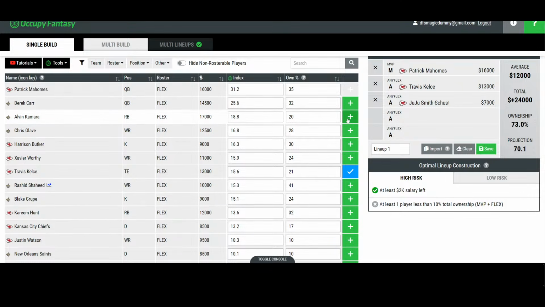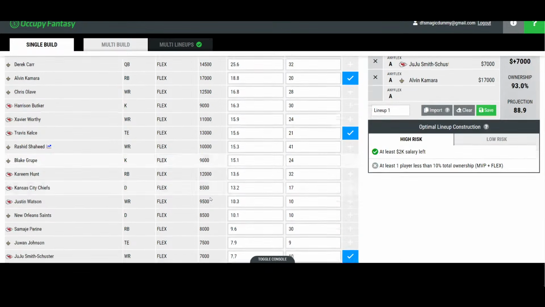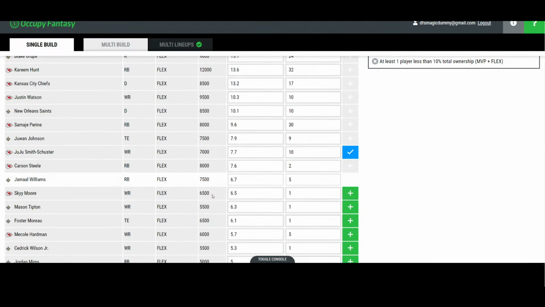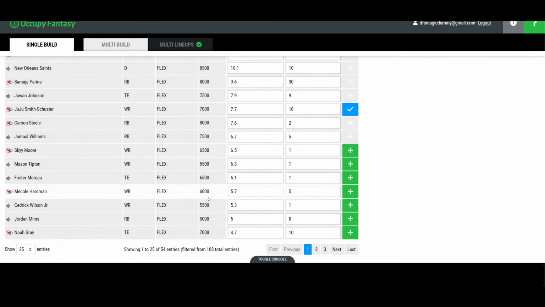Now we can put, if we tried Kamara, let's just see. Remember, we only want one quarterback. We can't play Carr in this lineup based on the framework that the plug provides. Kamara, $7,000 left per player. That makes it tough because we don't want to dip below 7,000.